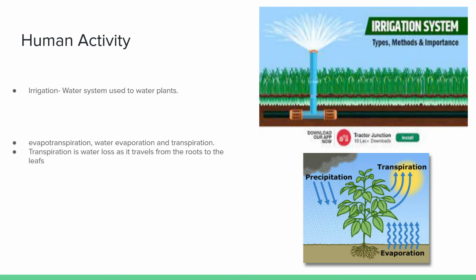So what are some human activities contributing to it? Irrigation is one of them. Irrigation is the water system used to water plants. Water vapor is emitted through evapotranspiration, water evaporation, and transpiration. Transpiration is water loss as it travels from the roots to the leaves of the plants. To your bottom right, you will see a picture of the difference between evaporation, precipitation, and transpiration.